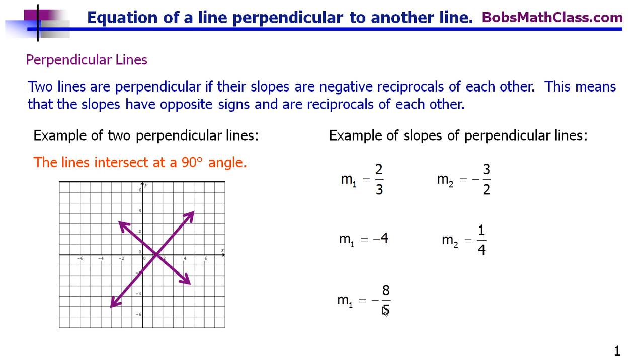Next one, M1 is -8/5. If you flip it and switch it, what do you get? 5/8. That's right. Okay, so perpendicular: flip it and switch it.